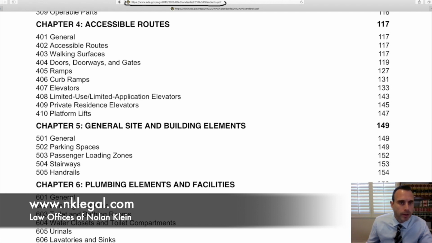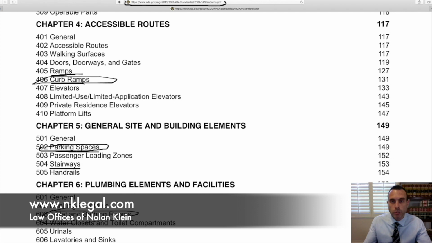So, for example, here in Chapter 4, it addresses ramps, curb ramps. Here in Chapter 5, we have parking spaces, stairways. So it's fairly simple to look up the different elements of a business. A lot of businesses that I've represented have had issues that they were sued on related to parking spaces or ramps or the accessible toilet facilities or, another big one is always dining tables or countertops.